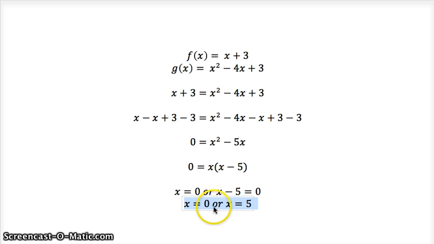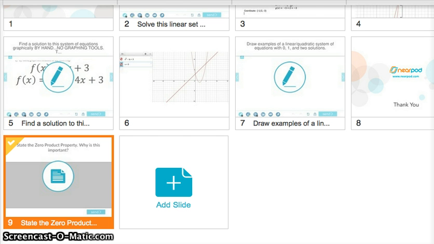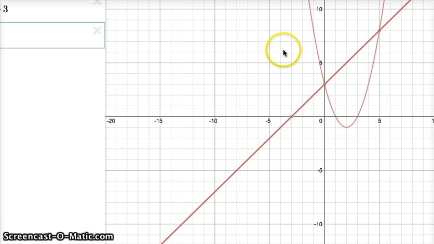And what I can do to get those points is I can take either of these formulas, because we've set them equal to each other, and I can replace the x value to get my coordinates, my y value. So if I put a 0 in, I'd get the coordinate value of 0, 3. If I put a 5 in, I'd get the coordinate value of 5, 8, which is exactly what we found when we graphed our items, which I will pull up now. There's our zero product property. So we found the same 2 points when we graph the solution.